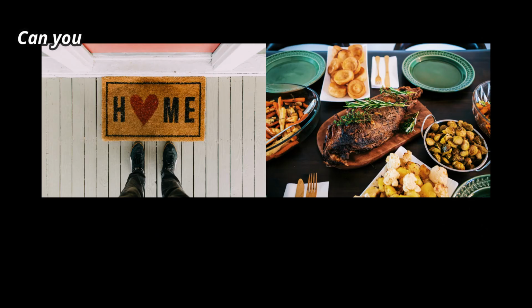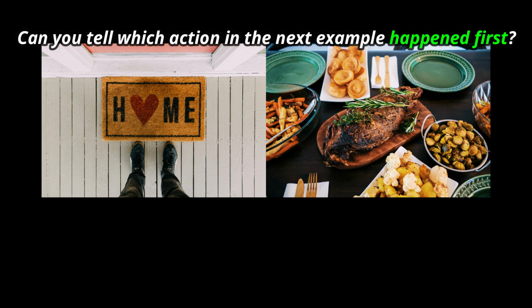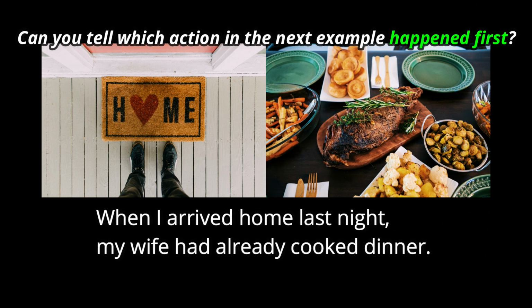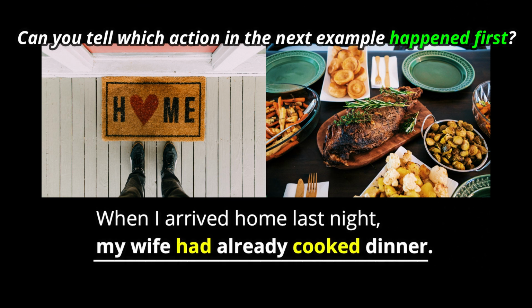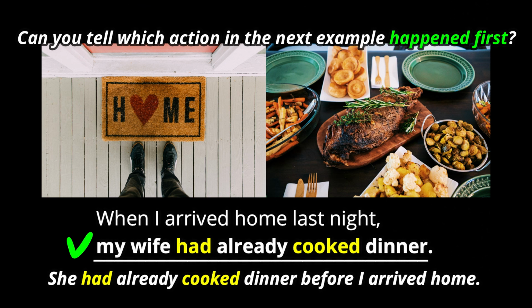But this time, can you tell me which action in the next example happened first? Here's the example. When I arrived home last night, my wife had already cooked dinner. Take a little time and think about it. Well, if you chose my wife had already cooked dinner, you are correct. Now you could even say, she had already cooked dinner before I arrived home. Do you see how it works?